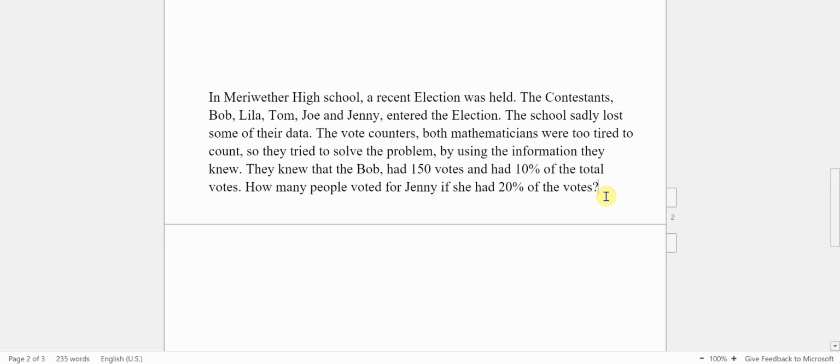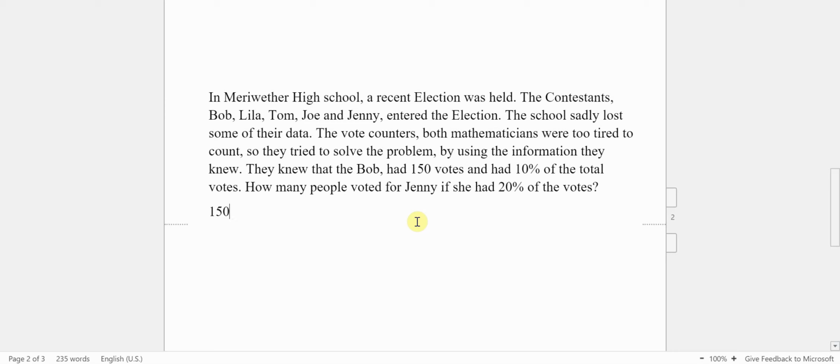Okay, this sounds very interesting and very hard. You know barely any information, like 3 pieces of information. How do you do this? Let's go step by step. So Bob has 150 votes and has 10% of the total votes. Of means times, multiplied. 10% multiplied by total votes. Oh, you can substitute total votes as x. So x is the number of people there are in the school.